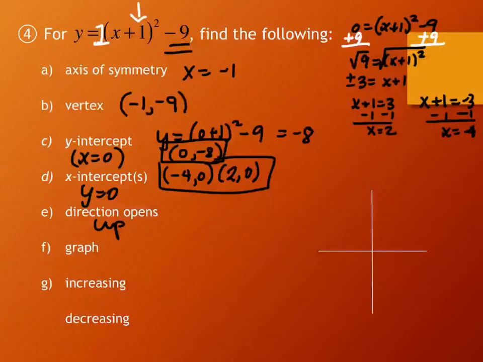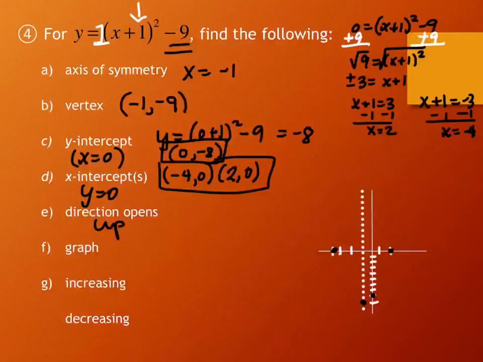First, my axis of symmetry is x equals -1. So we will put that in here like this. There's my -1. The vertex is (-1, -9). So it's about right here. My y-intercept is (0, -8). That would be about here. My x-intercepts are (-4, 0), which would be about right there, and (2, 0) over here.